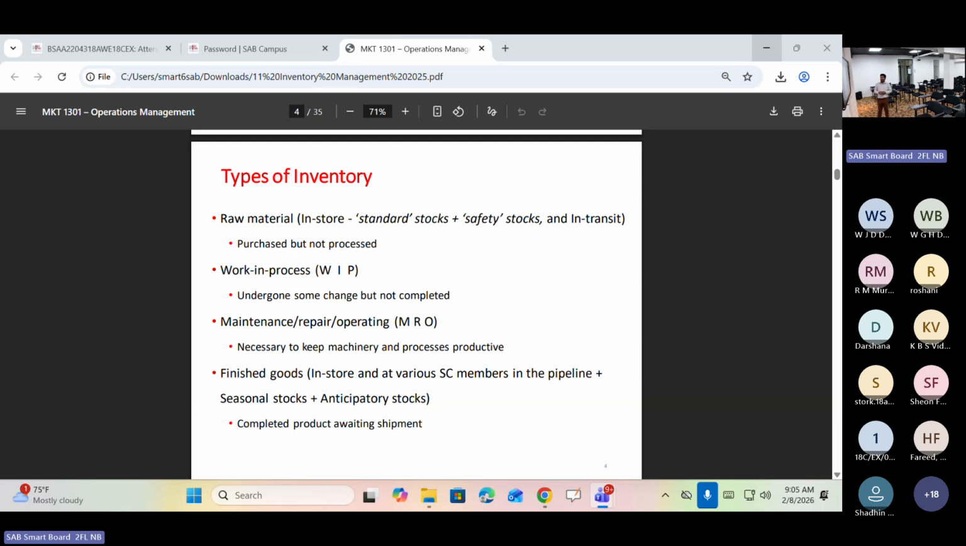In addition to that, the supply inventories, we call them MRO. Those are maybe spare parts of your machinery, or other supply items like fuel for your generator or oil for your machinery, right? Which are necessary to keep your machinery and processes productive. We call them maintenance, repair, and operating inventories, MRO inventories. Not for selling or reselling purposes, but for consuming in the production processes.